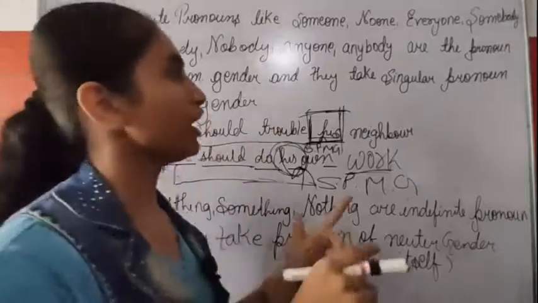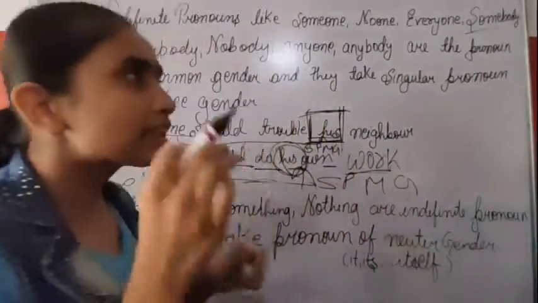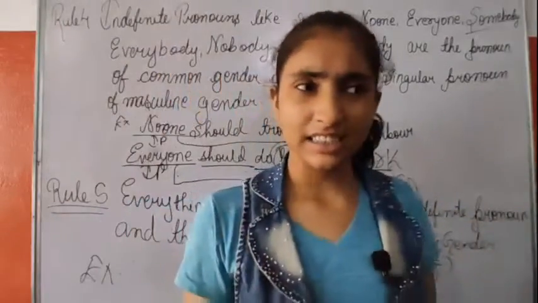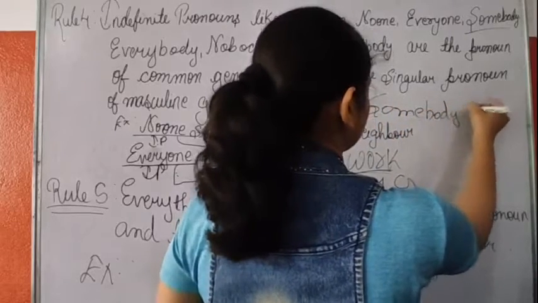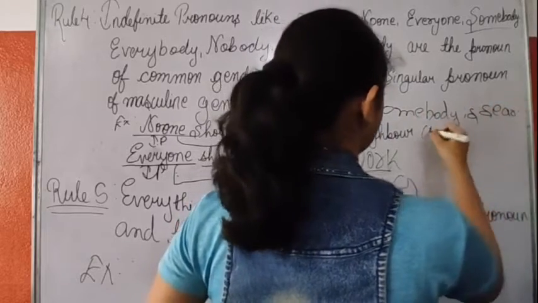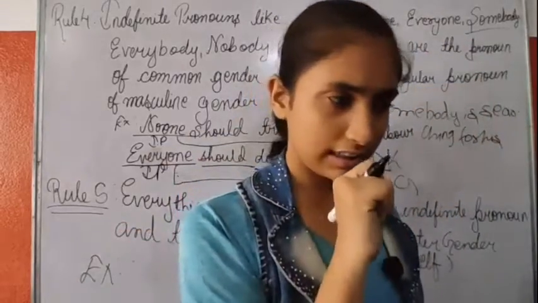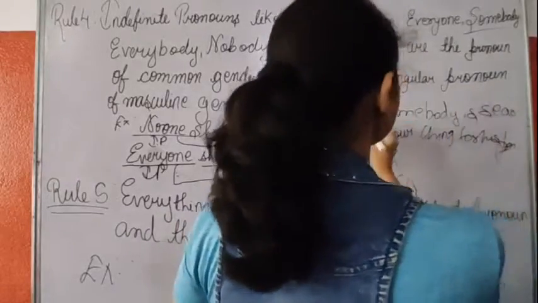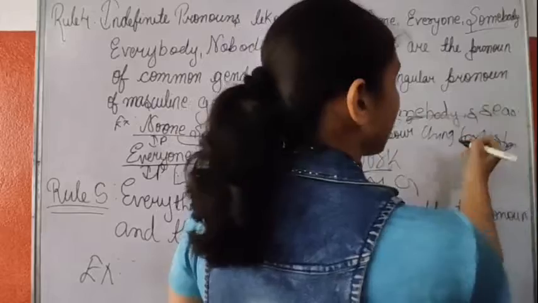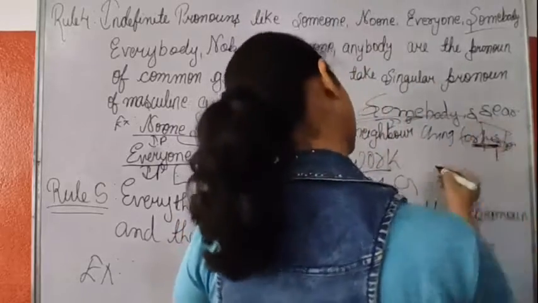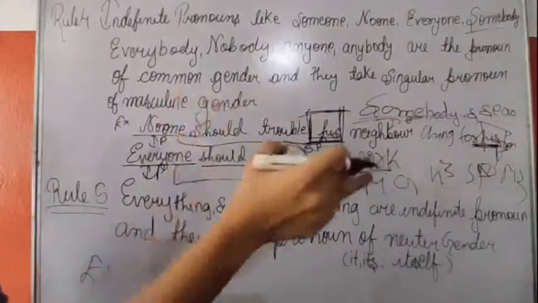But how? Let's convert one example. Let's take somebody. Somebody is searching for his pain. Somebody is searching for his pain, or "for his pen" is suitable. Then somebody, indefinite pronoun, suitable. Somebody is searching for his pen. His is over here what? Singular pronoun of masculine gender. I hope this would be clear to you all.